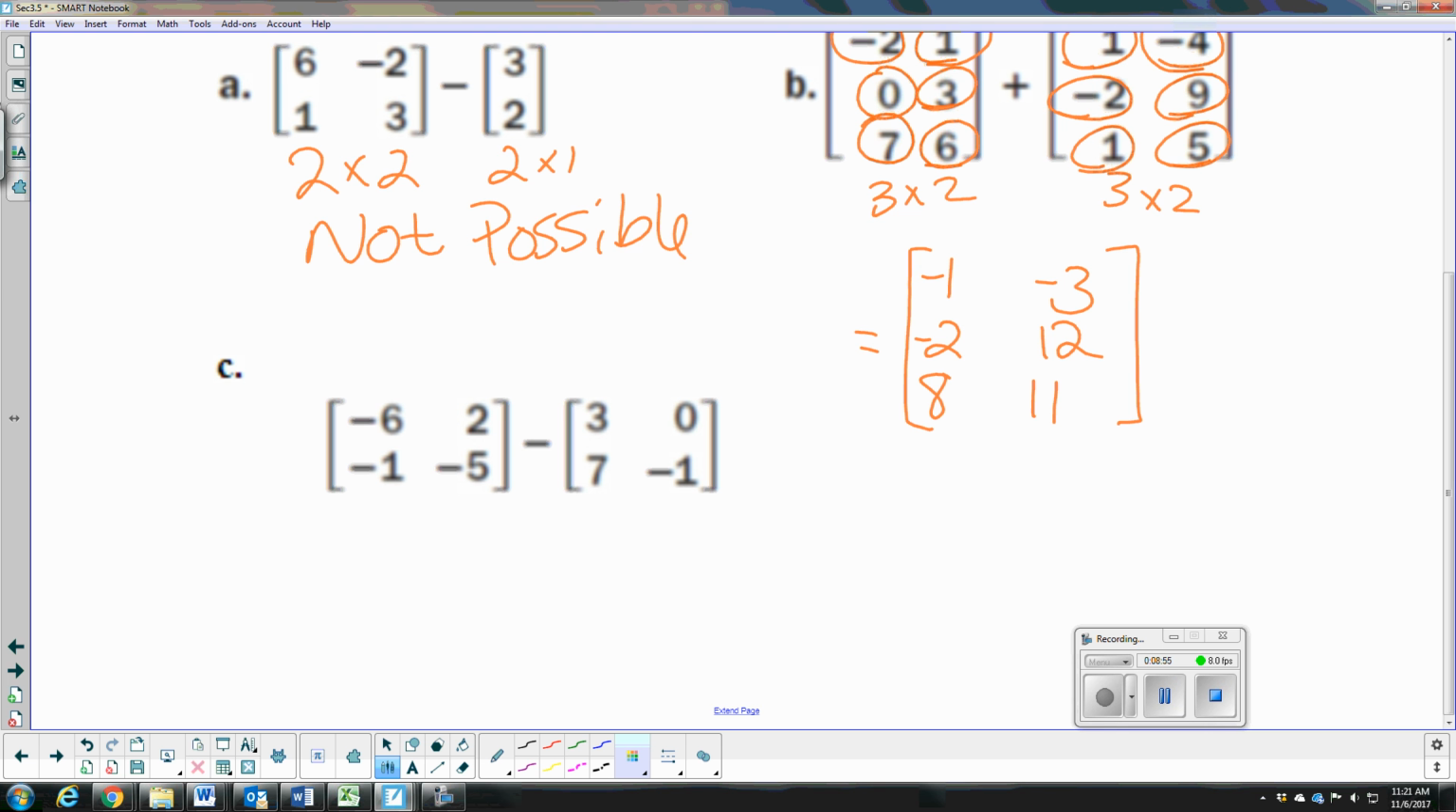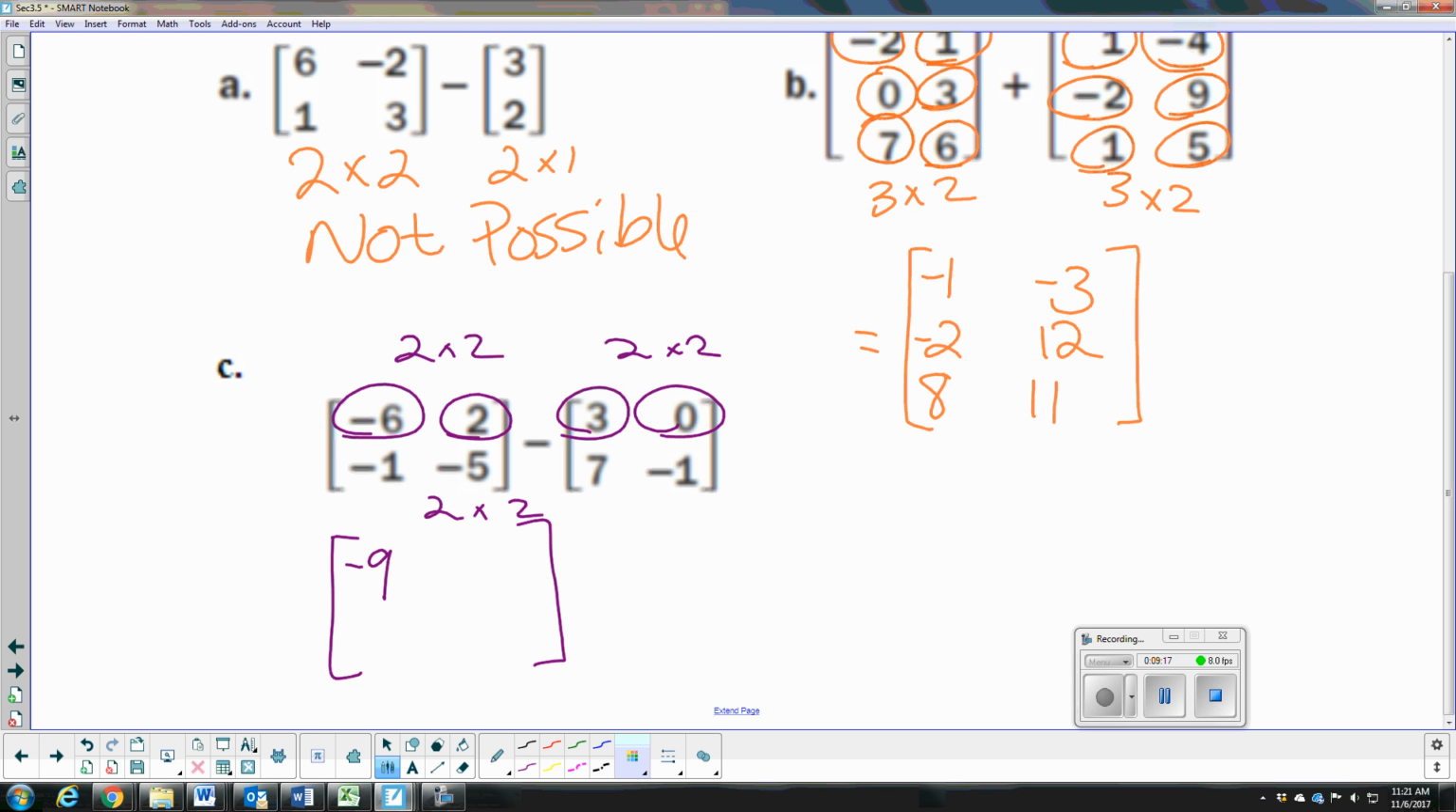Okay, so we're going to do the same thing. We're going to subtract now corresponding elements in corresponding positions. So we have a 2 by 2 matrix and a 2 by 2 matrix. So we can subtract these, and we're going to get another 2 by 2 matrix. So -6 minus 3 is -9. 2 minus 0 is 2. -1 minus 7 is -8. And -5 minus 1 is -4.